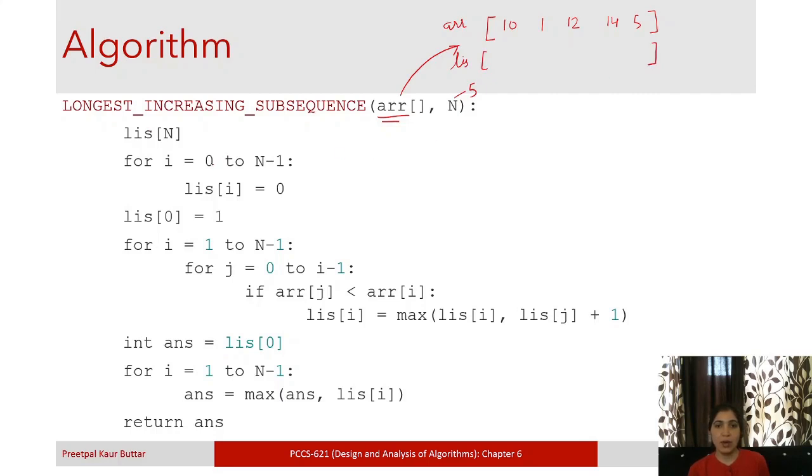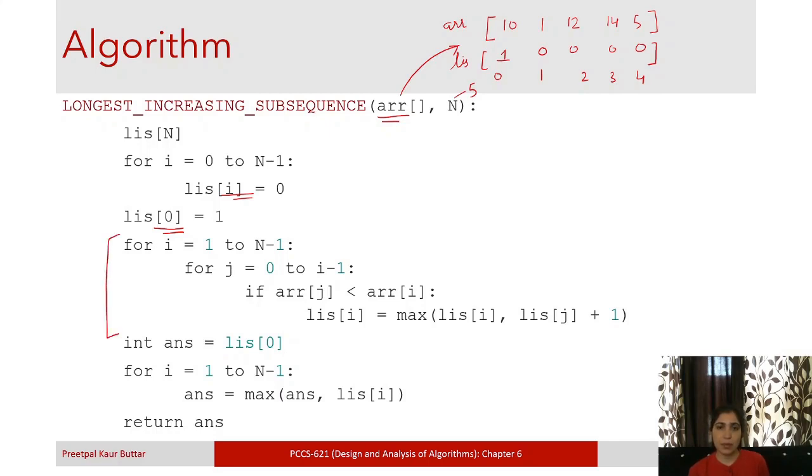Okay, and these are the indices 0, 1, 2, 3 and 4. For I equal to 0 to n minus 1, this is the loop which is initializing every value to 0 initially. So initially everything is 0, and this is the base case LIS 0. At index 0 the length of the longest increasing subsequence is 1. Then these are the two loops through which we will solve this problem dynamically.